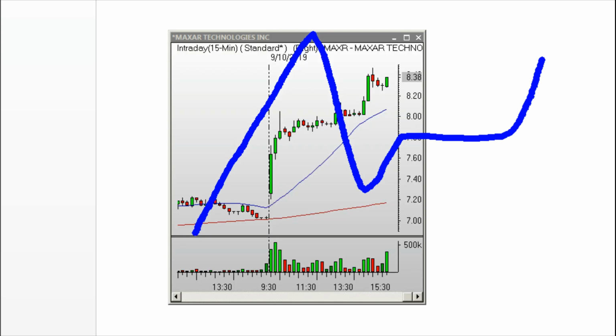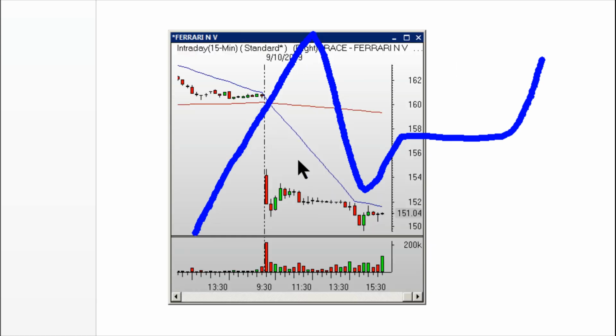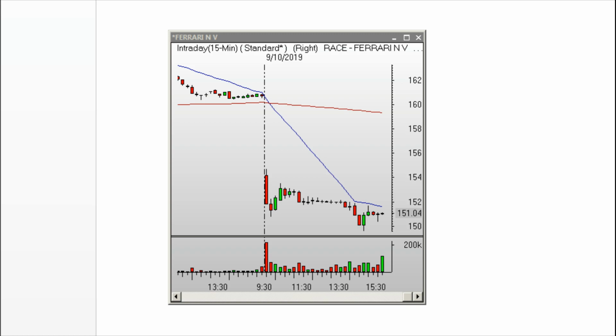Which is what we did on Race today, but as a short on the 15-minute chart. This one, right? It dropped, went sideways, played it short. Rallied, goes sideways, you can play it long. So you'd need a secondary sign of strength.